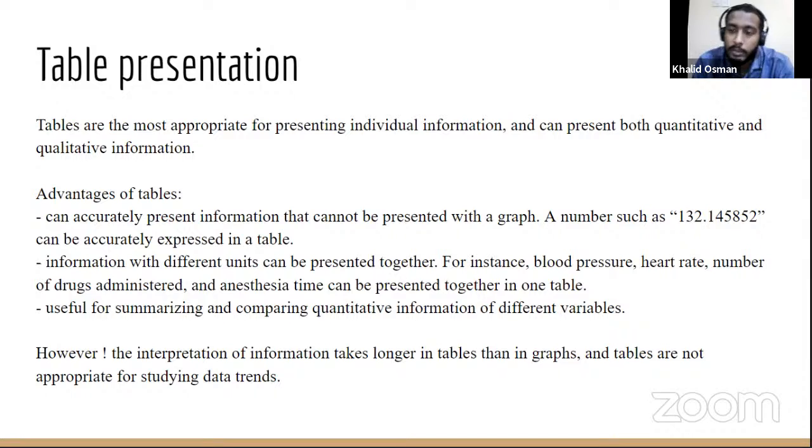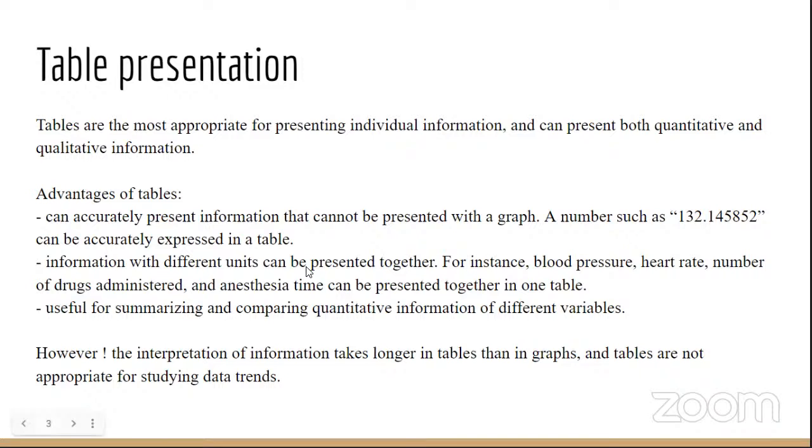An example here is this number. This can be extremely difficult to put in a graph. So you're going to use a table for that, so you can accurately express this number. If you have simpler results and many results that are simpler, you can use a graph. But in this example, it's much better to use a table.